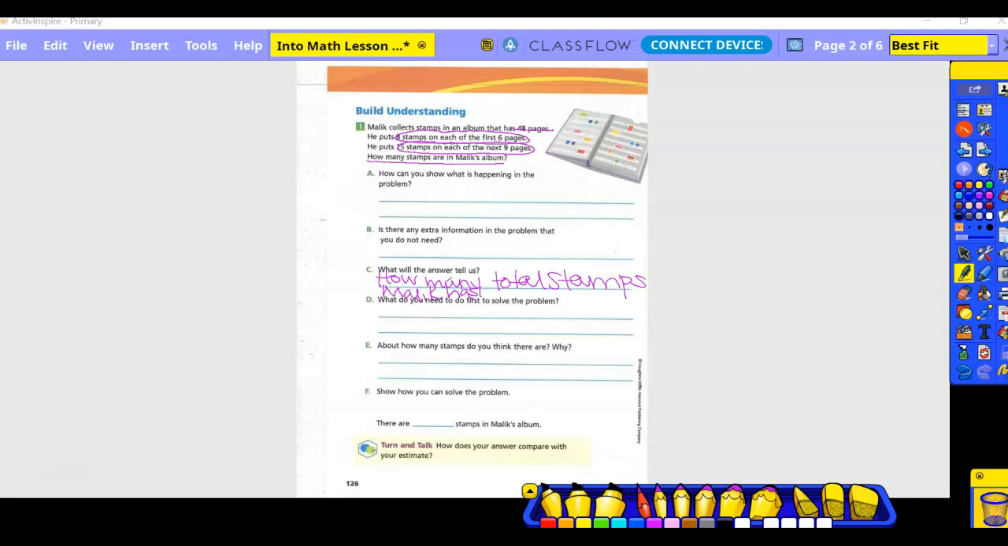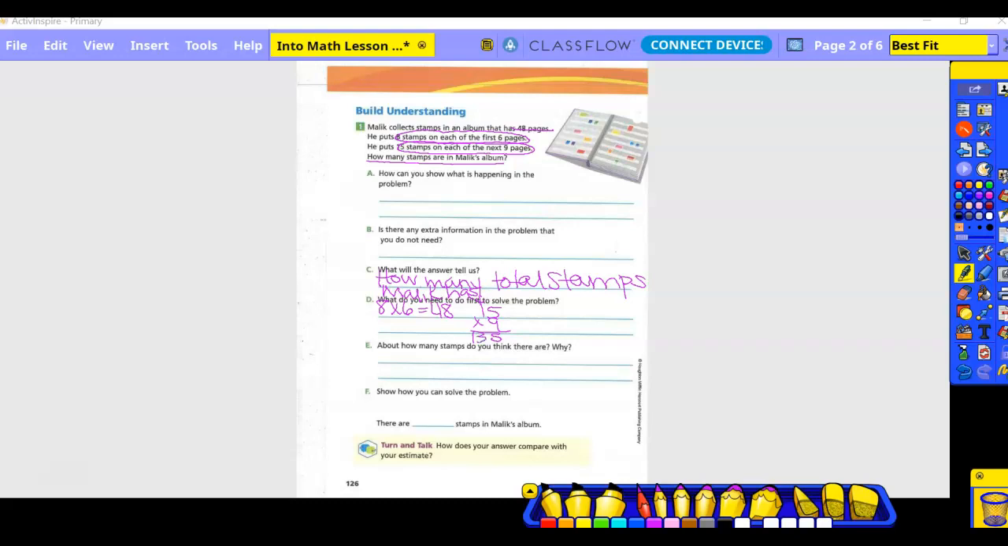What do you need to do to first solve the problem? So we would first take 8 times 6, which equals 48. Then we would take 15 times 9, which would be 9 times 5, which is 45. So put 5, carry the 4. 9 times 1 is 9, plus 4 is 13.